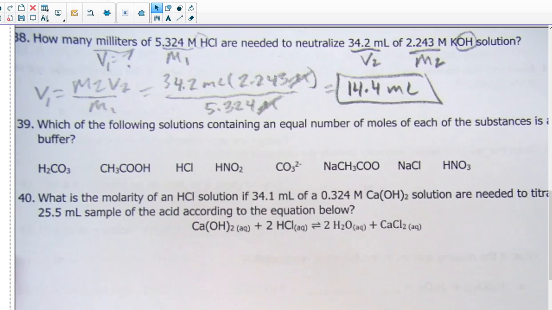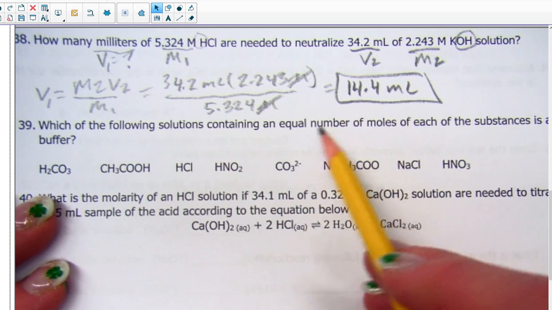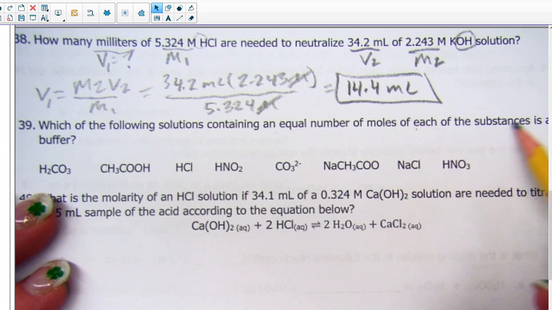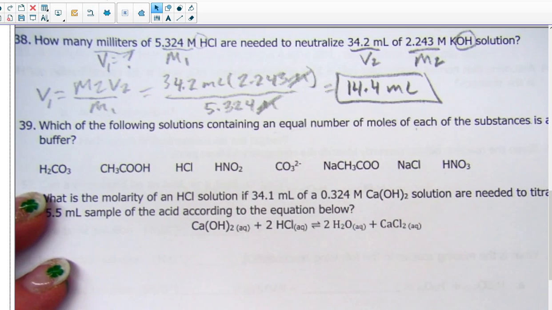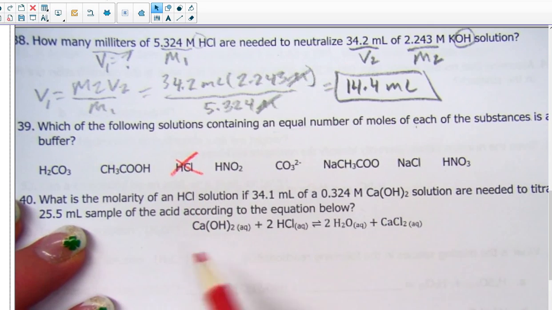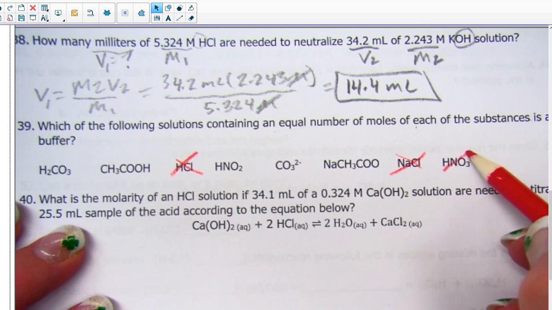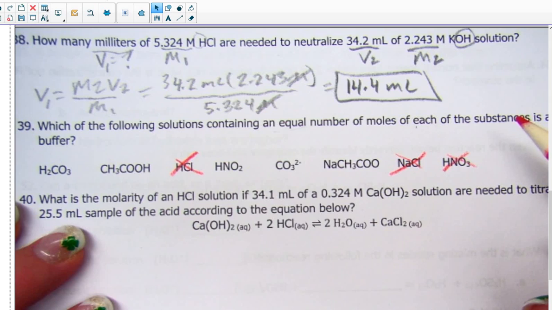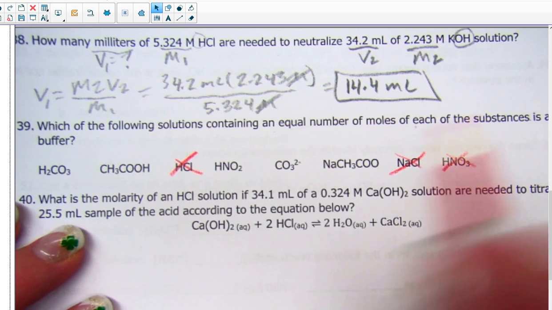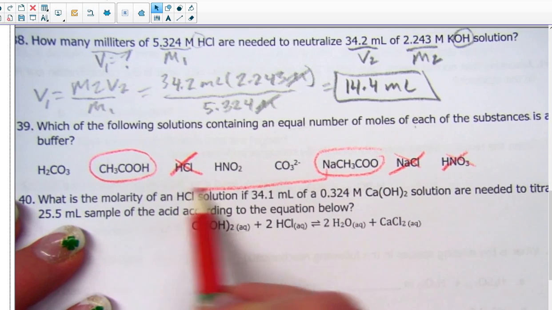Okay, next one up. Which of the following solutions containing an equal number of moles of each substance is a buffer? So again, for buffers, we're looking for something that's not a strong acid and not a strong base. So first thing we do is cancel out anything that's a strong acid or a strong base, or the product of such. So those wouldn't work, this wouldn't work. And then we can look at what's left and say, okay, we've got this and this could go together and be a buffer.